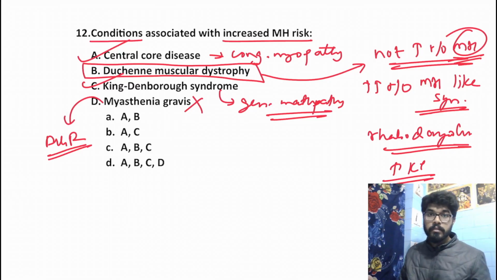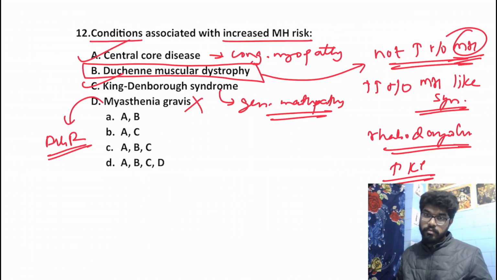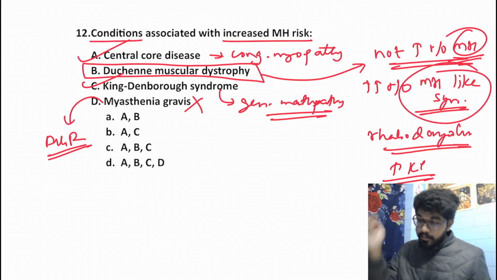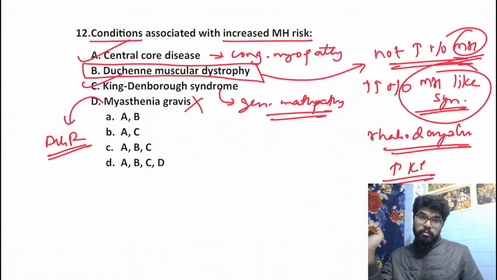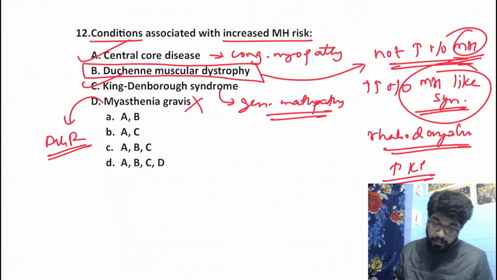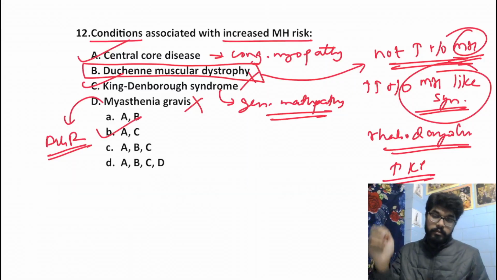Okay, the exact physiological, pathological changes that occur in malignant hyperthermia are not seen in a patient with Duchenne's muscular dystrophy, right? That's why it increases the risk of malignant hyperthermia-like syndrome and not malignant hyperthermia. Okay, that's why B is not an answer. So our answer should be A and C.